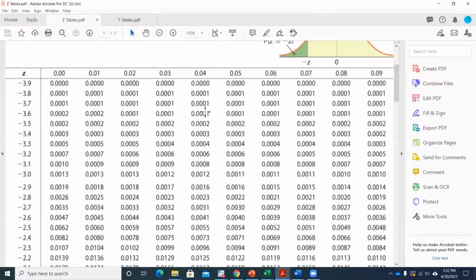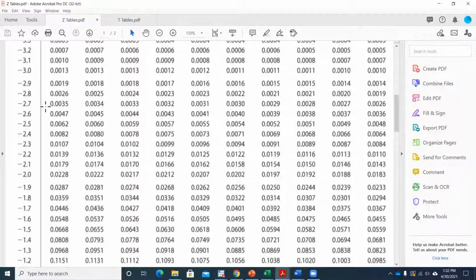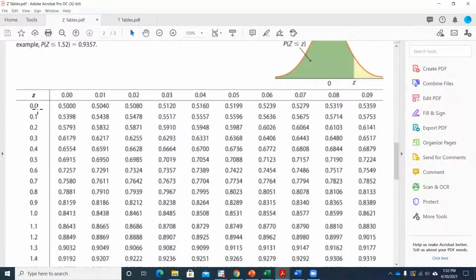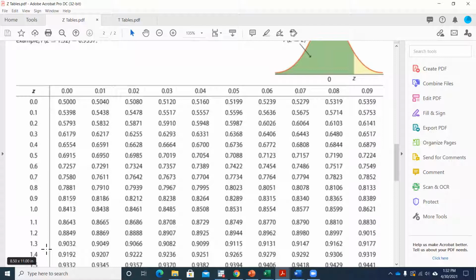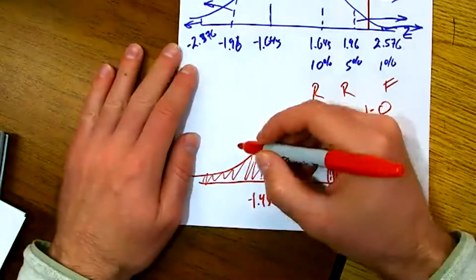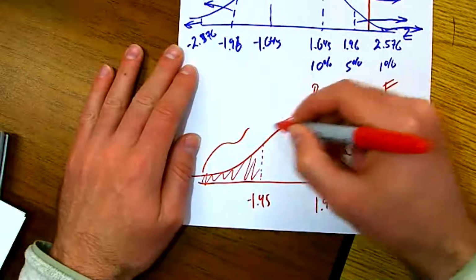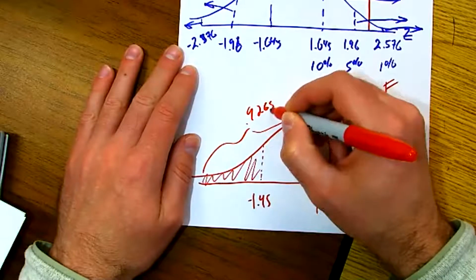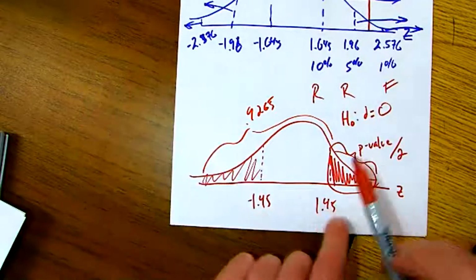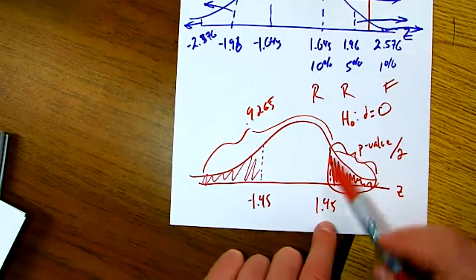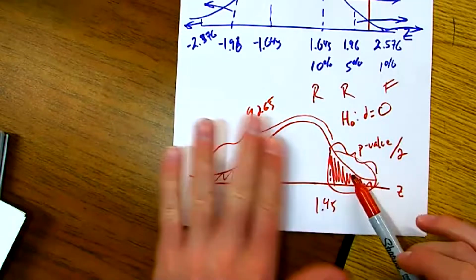So I go to my standard normal table, z-score of 1.45, so 0.9265, right? Now, I drew this in. Remember, the value I looked up is not the area in my tail. It's the area in the left tail.